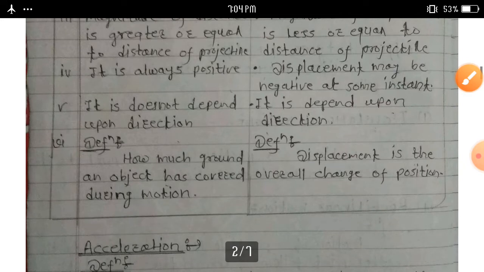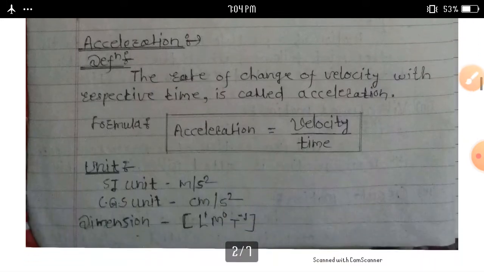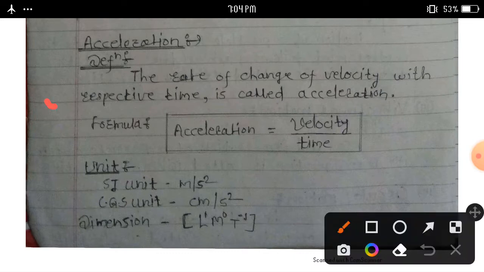Then we discuss the next concept, what is meant by acceleration. Definition: the rate of change of velocity with respect to time is called acceleration. Mathematically, acceleration is equal to velocity upon time. Units of acceleration: SI unit meter per second square and CGS unit centimeter per second square. We can calculate the dimension of this physical quantity. It becomes L raised to 1, M raised to 0, T raised to minus 2.